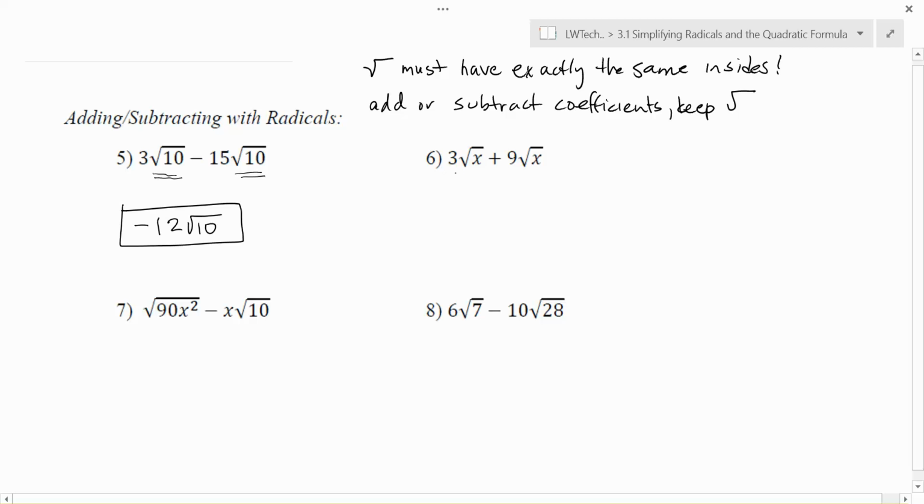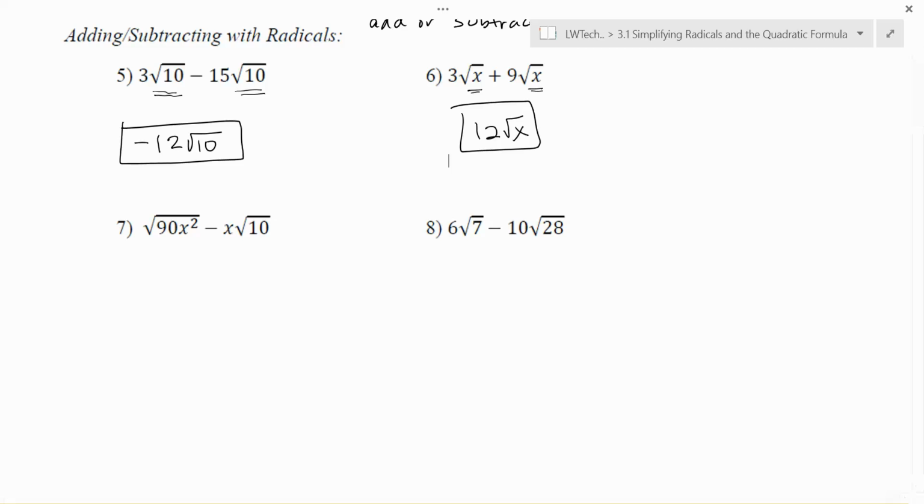In problem number 6, same idea here. I look inside the radicals. There's an x in this radical and an x in this radical. They're exactly the same insides. So because they have the same thing inside, they're like terms and I can combine them. I just add or subtract the coefficients in front. If I have 3 square roots of x plus 9 square roots of x, I end up with 12 square roots of x.